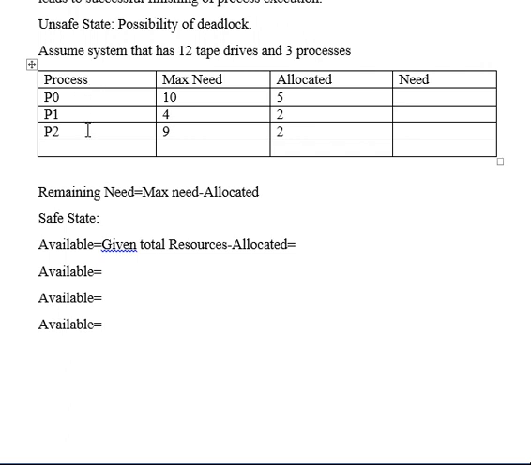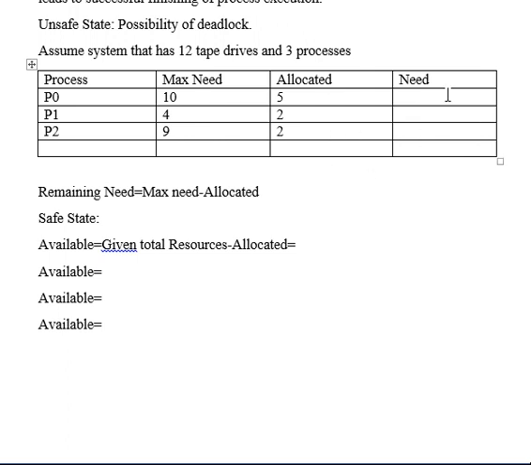We are given the processes, a max need and allocated ones. What max need means here is that process P0 requires 10 tape drives, and allocated to it is 5. P1 requires 4 tape drives and allocated to it is 2. P2 requires 9 tape drives and allocated to it is 2. The tape drive is a resource here, and the required amount has not been allocated to the processes, so they are waiting for those resources.